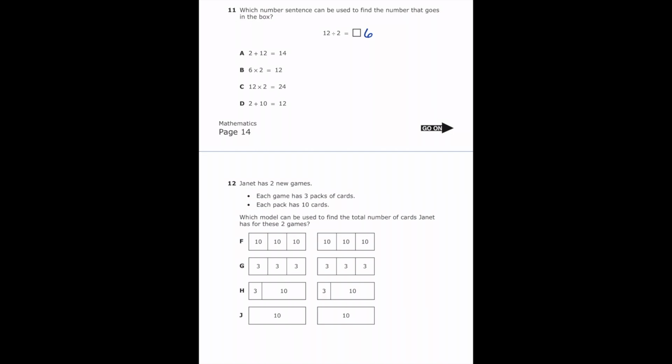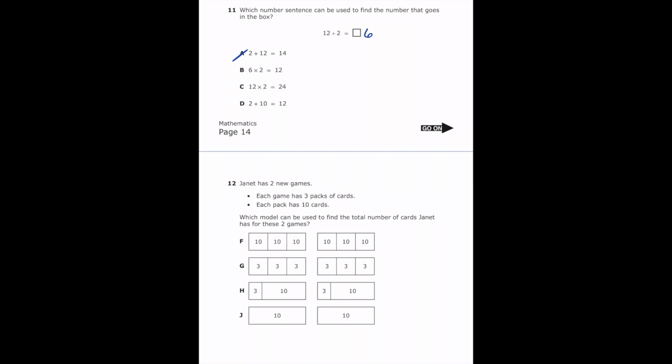So letter A says 2 plus 12 is equal to 14. That is true, but that doesn't really help us with this question. So I'm going to mark that out. Letter B says 6 times 2 is equal to 12. That is true, and that does apply to this problem because we found that half of 12 is 6. So obviously, if we multiply 6 by 2, we're going to get 12, okay?